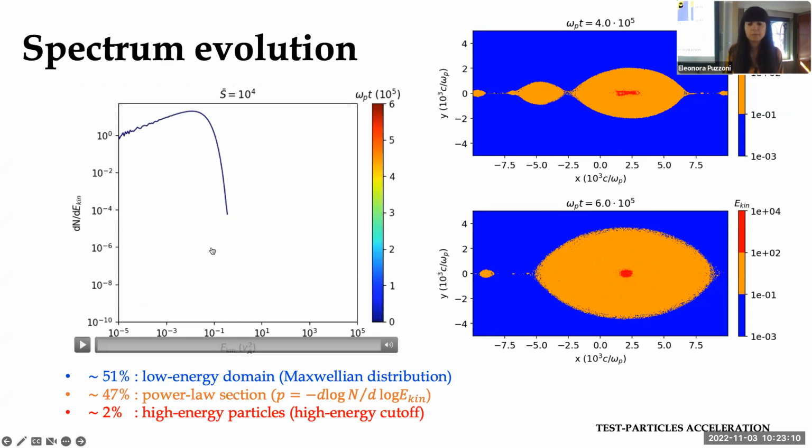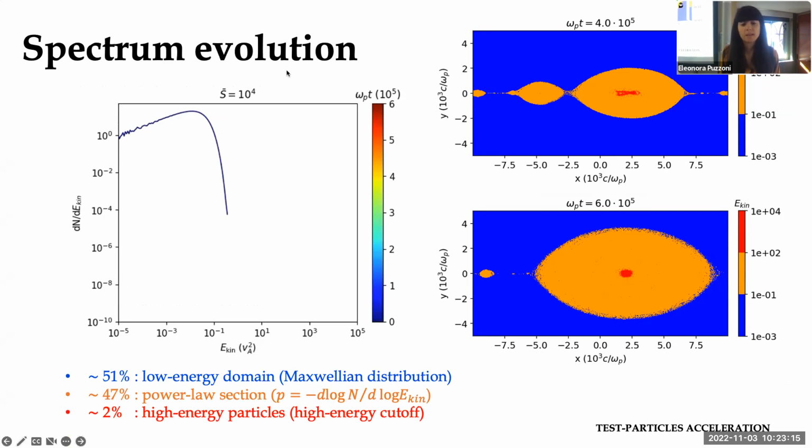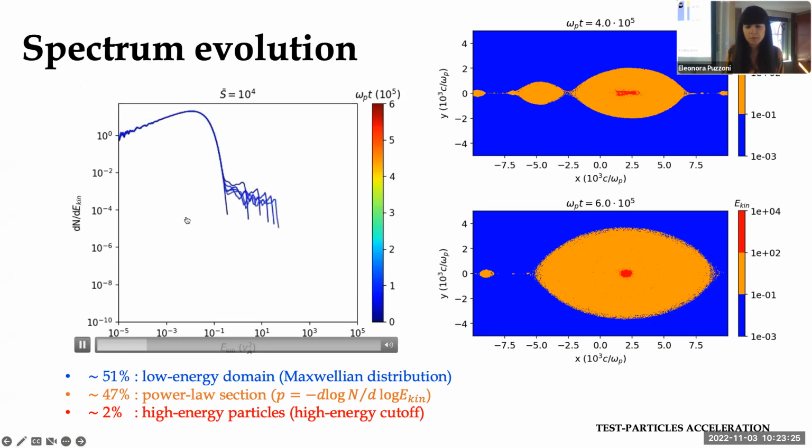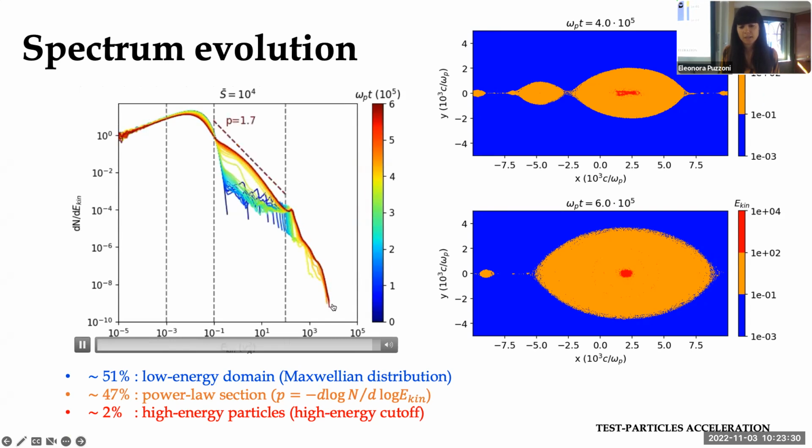In fact, here on the left, you see the particle spectral energy distribution that changes colors as time grows. So at the beginning, you see that the spectrum shows a Maxwellian trend, as we expected, but as time grows, a power law appears, followed by a high energy cutoff. So the energy range is broken into 3 portions. We have the low energy part, the power law part, and the high energy cutoff. In fact, the spectra can be fitted with a power law of index 1.7 and the high energy cutoff.